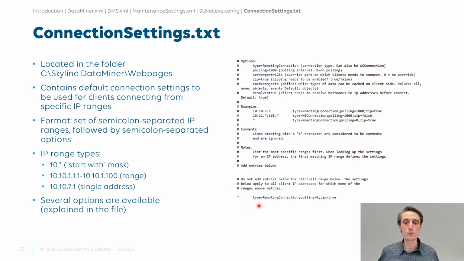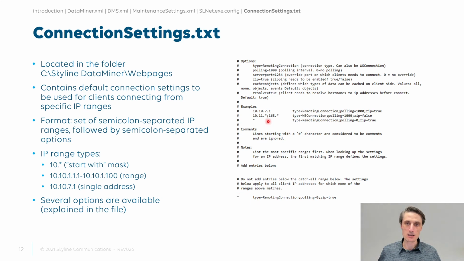Every client that connects will use the type .NET remoting and polling 0 zipped true. Polling 0 means that there won't be any polling. If you want to activate polling, you need to define a polling interval in milliseconds, for instance 1000, and then every 1000 milliseconds the client will check if there are any updates. So if you want to make all your clients connect through polling, you just change this 0 to 500 or 1000 and they will all automatically, immediately connect with the polling mechanism.